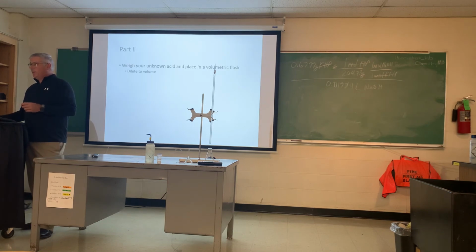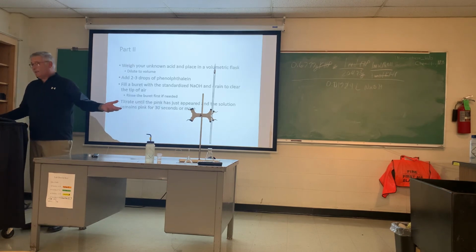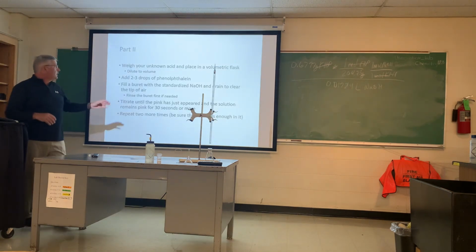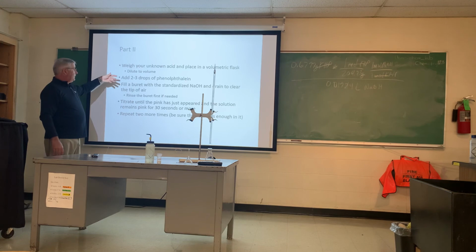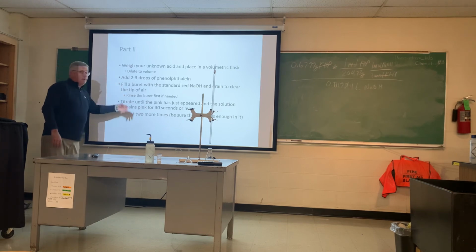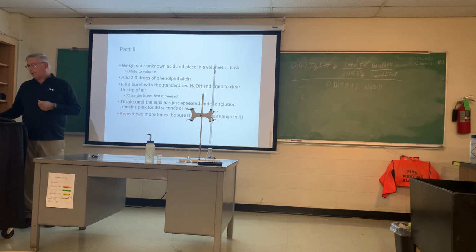So part 2, you're going to repeat that same procedure, except instead of with KHP, you're going to do that same procedure with your unknown acid. So you're going to weigh your unknown acid, place it in a volumetric flask, dilute to volume. Actually, you don't even have to, if you weigh it and have a known weight, then you should be able to just measure it directly from the mass. And then you're going to add 2 or 3 drops of phenolphthalein. And don't forget to do that. Make sure your tip's clear and titrate till you get pink.